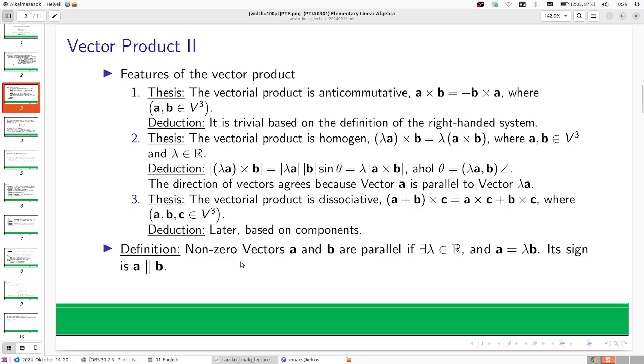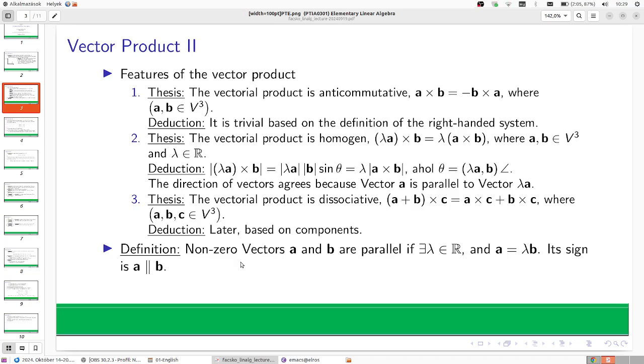Okay, doesn't matter. So it's anti-commutative. It is a homogeneous transformation. So if you have a lambda number and you do the vector product, then you can remove this lambda number from the brackets of the operation.